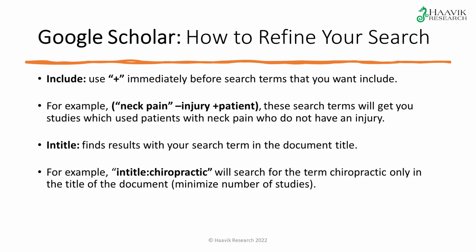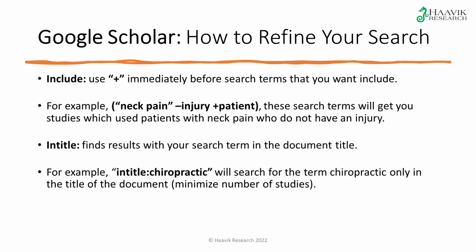Another way you can narrow it down even more is by adding the word in title without a gap between them and followed immediately by a colon. Now, this will be looking for articles with the words that follow in the actual title of the article. So again, if you were looking for neck pain minus injury plus patient and you wanted chiropractic in the title, you can write in title, chiropractic. And now it will be searching for the term chiropractic in the title of the document. Again, it's a way of narrowing down big time the amount of articles that you are having to look through.